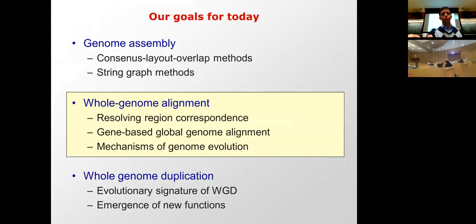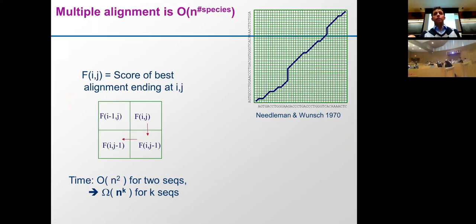Okay. All right. So once you have your genome assembly, the next step to studying whole genome evolution is to carry out whole genome alignment. This involves resolving the correspondence between different regions of the genome. You can do that at the level of regions, and you can do that at the level of genes. And once you have done that, you can start studying mechanisms of genome evolution. So how do you align genomes?